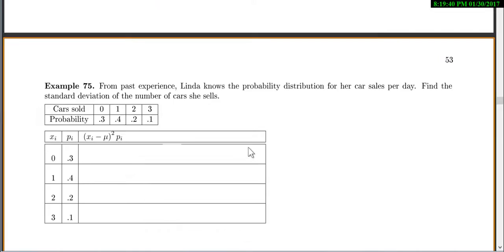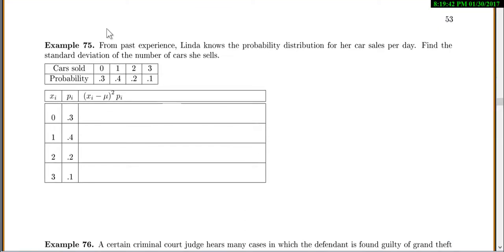So how do you actually put this into practice? How do you find it? In this example, from past experience, Linda knows the probability distribution for her car sales per day. Let's find the standard deviation of the number of cars she sells. Okay, so in here she has the number of cars sold, and the probability. The first thing you want to do, even though I didn't say, is find the average, because before you can find standard deviation or variance, you have to find the average. So let's find the average, or the mean, or the expected value.